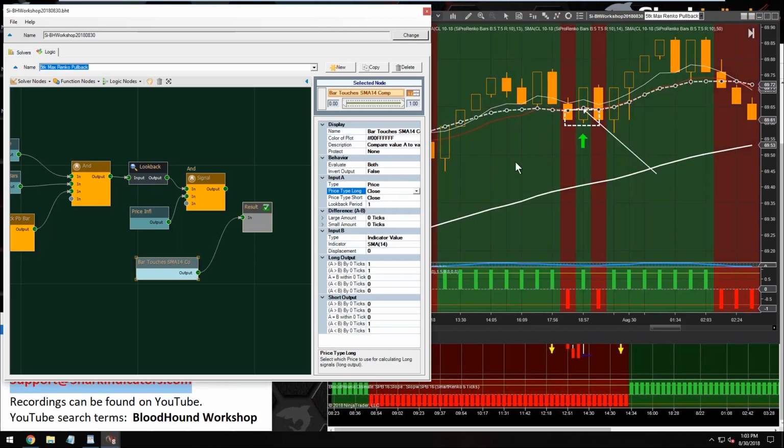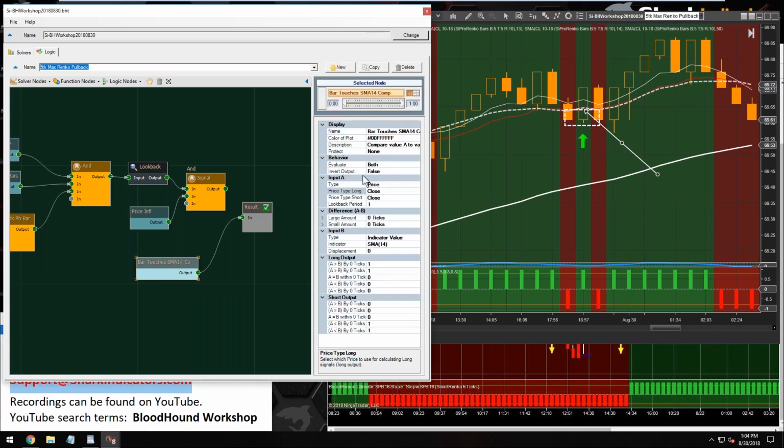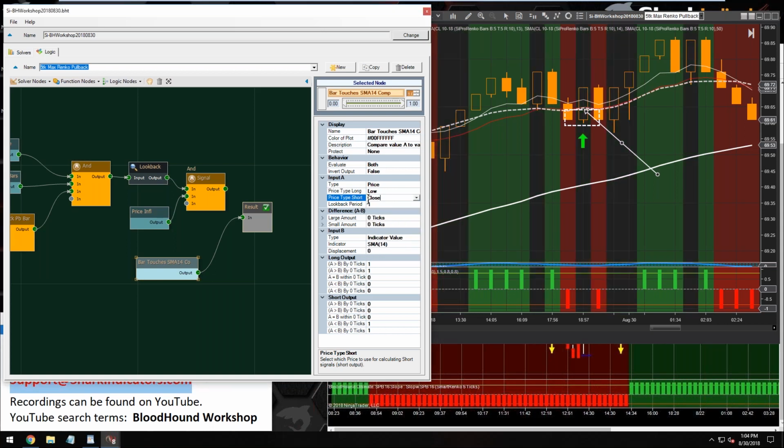And so for a long, for this long pullback and reversal, for this long reversal bar, we're looking at the low of the bar, right? So as long as that low is below our moving average or equals it, then we know the bar is touching. So for long, we're going to use the low price of the bar. And for shorts, we're going to use the high price of the bar. No distance requirements.